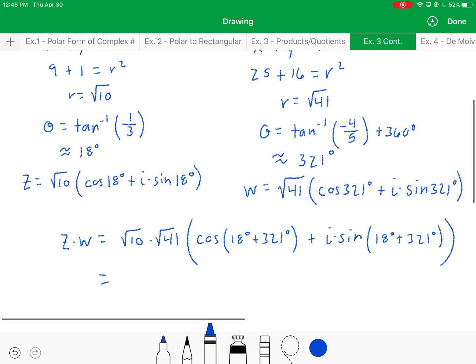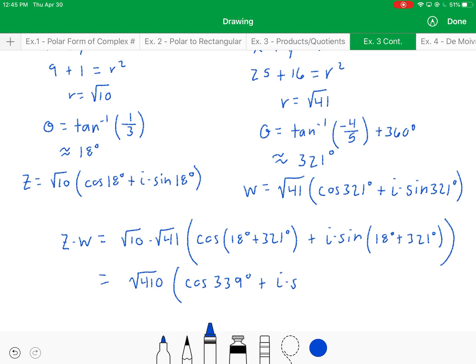Okay, so square root of 10 times the square root of 41. That's just the square root of 410. Okay, and then 321, if I add that with 18, I end up with cosine of 339 degrees plus I times the sine of 339 degrees. Okay. That is my resulting product.